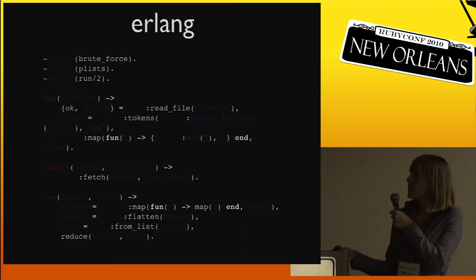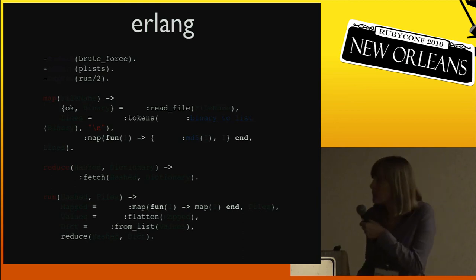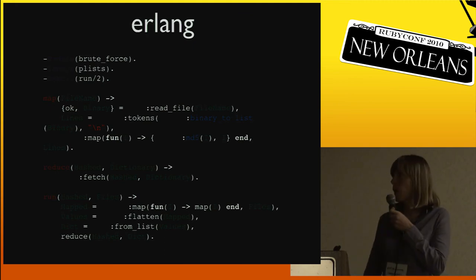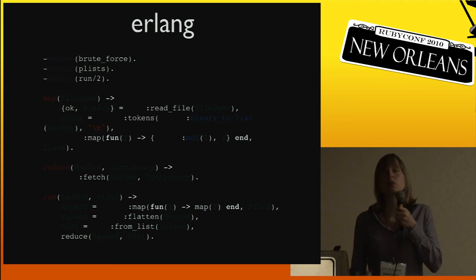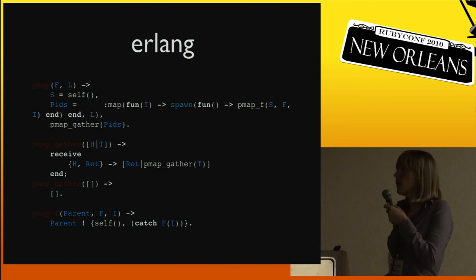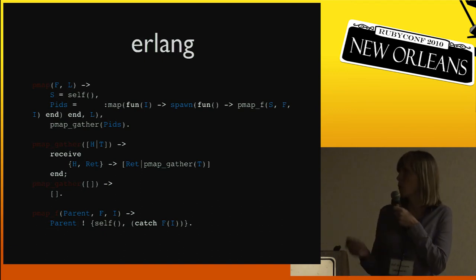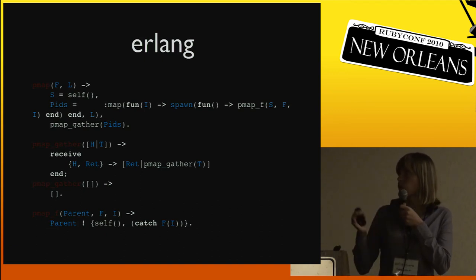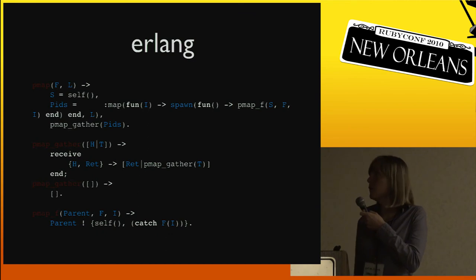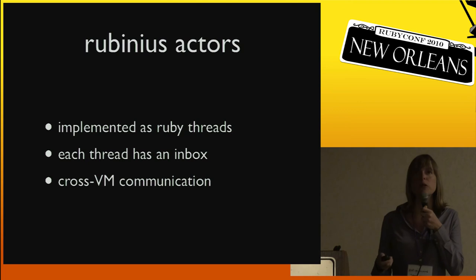So basically, what we have here is a MapReduce. And this MapReduce uses a library called plists, which is basically more or less the same thing as I showed before with parallel. And it allows you to spawn off several green processes, in the case of Erlang, based on a list. And then you can gather those and do a reduce operation.